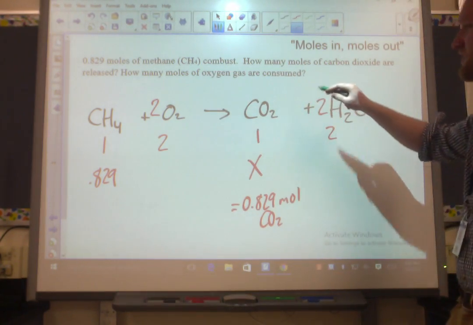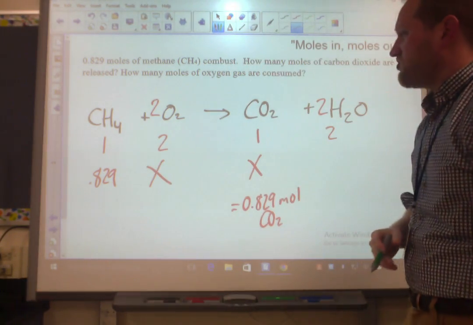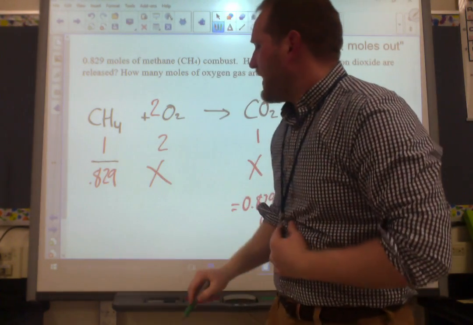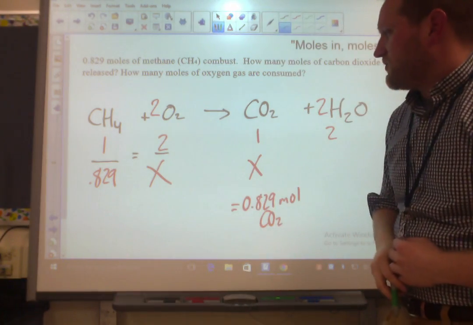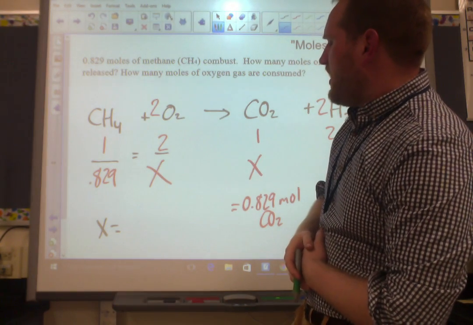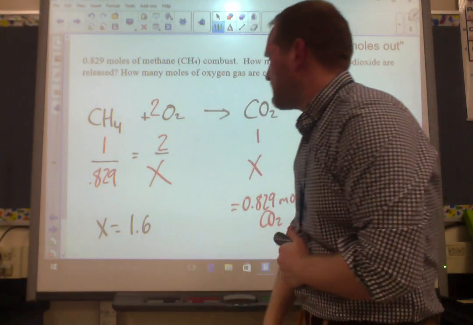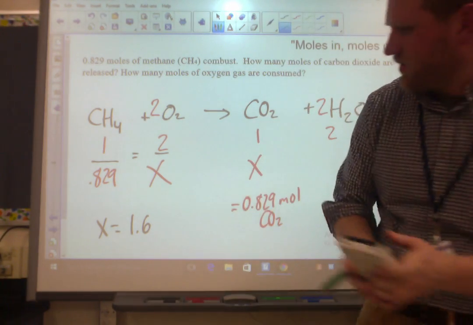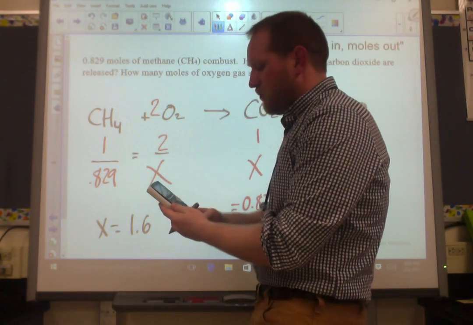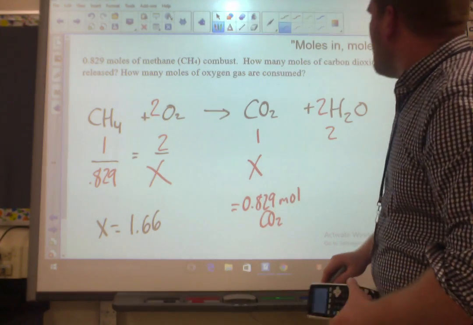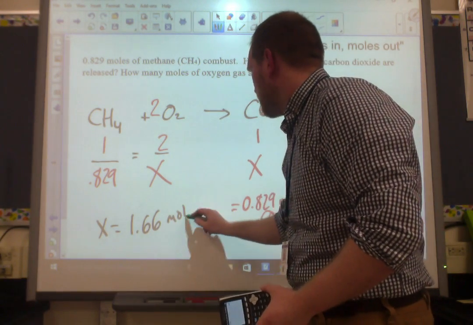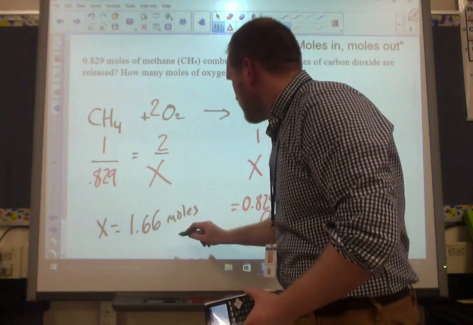Now it says how many moles of oxygen gas are consumed. So that's going to be this, how many moles of oxygen gas. So again, you can set it up by cross-multiplying. We can say 1 over 0.829 equals 2 over x. So 1x equals 2 times 0.829, which is going to be 1.66. Let me double check. 0.829 times 2. 1.658, so 1.66. And checking my sig figs, 3 sig figs, 3 sig figs, that's correct. And this is moles of O2.